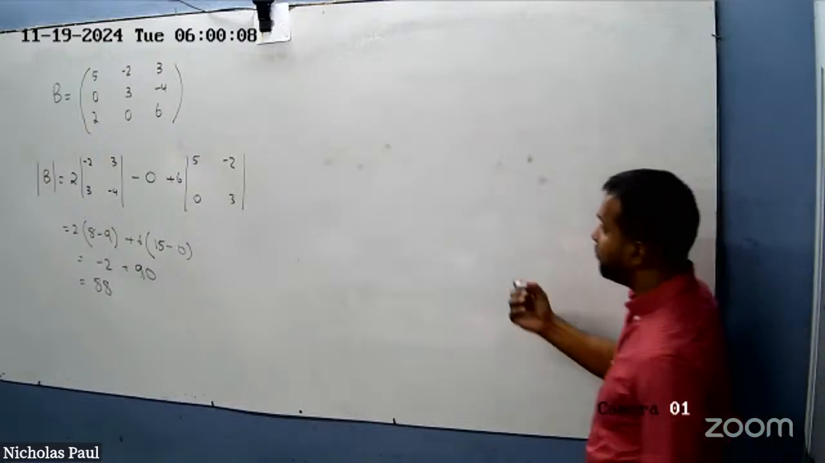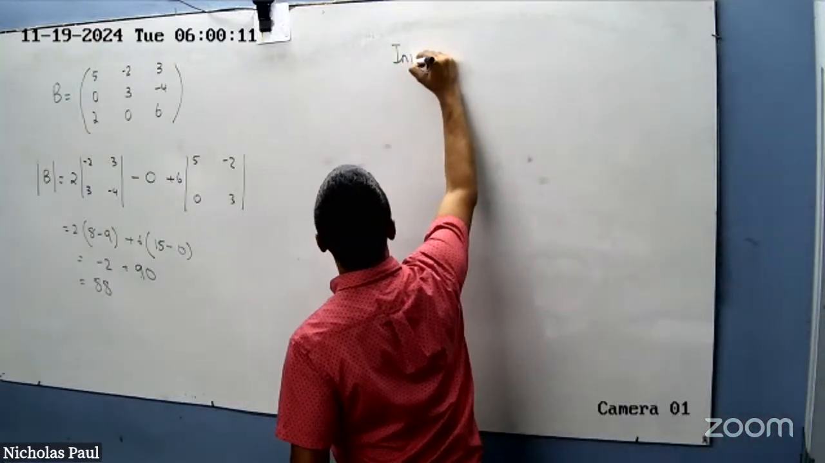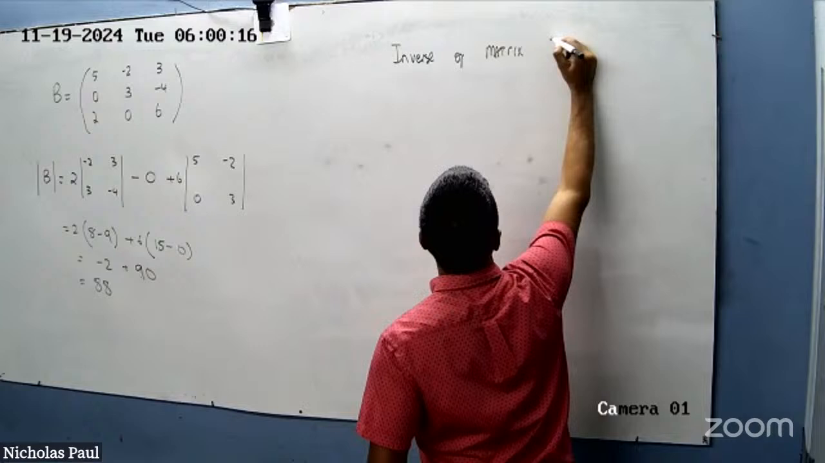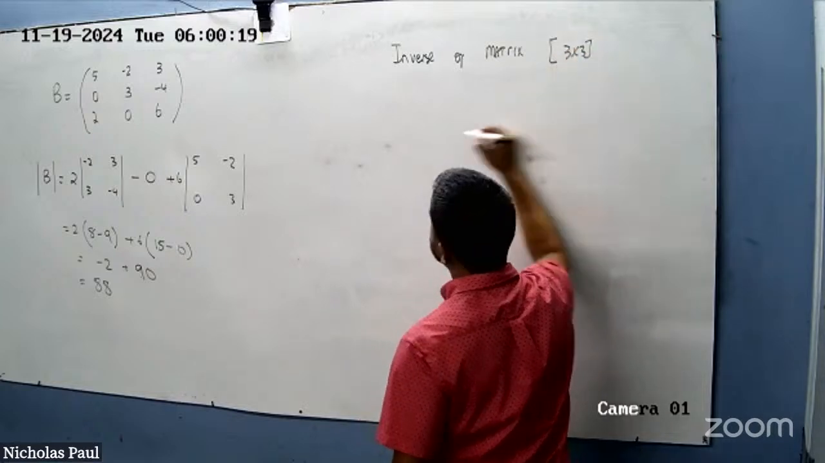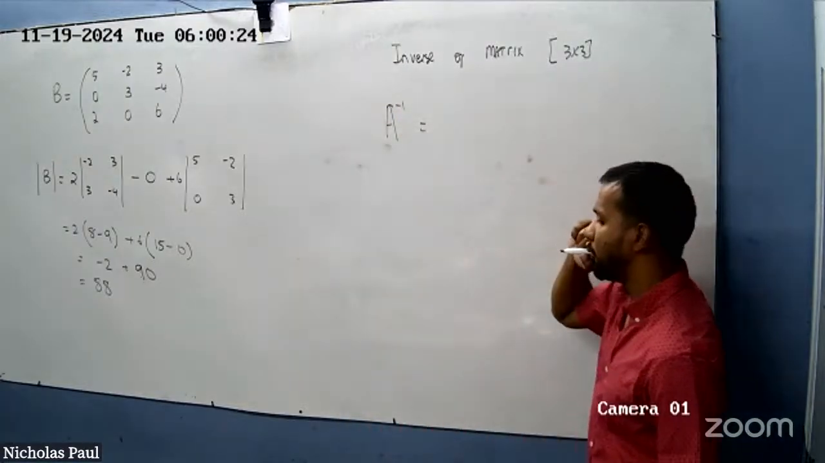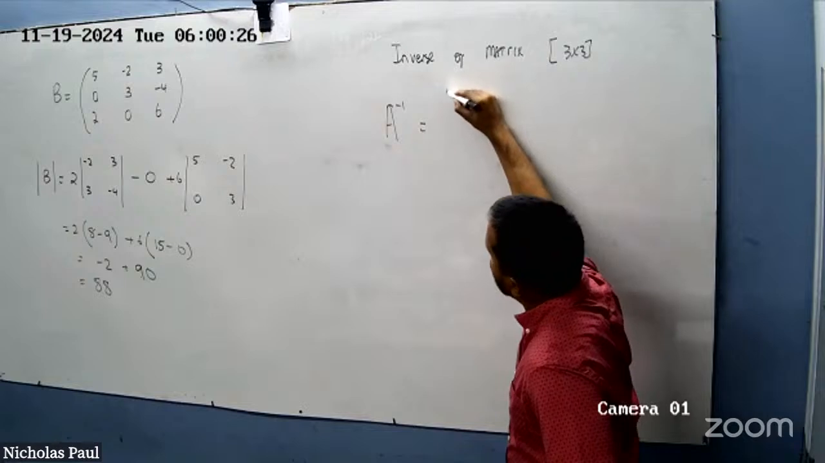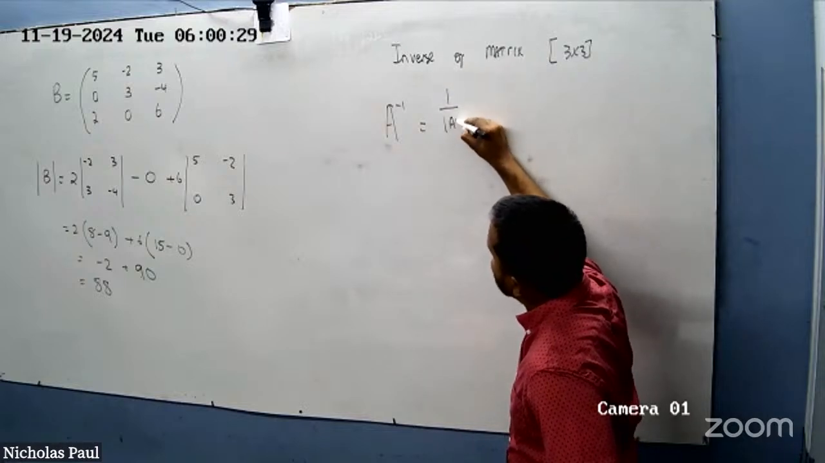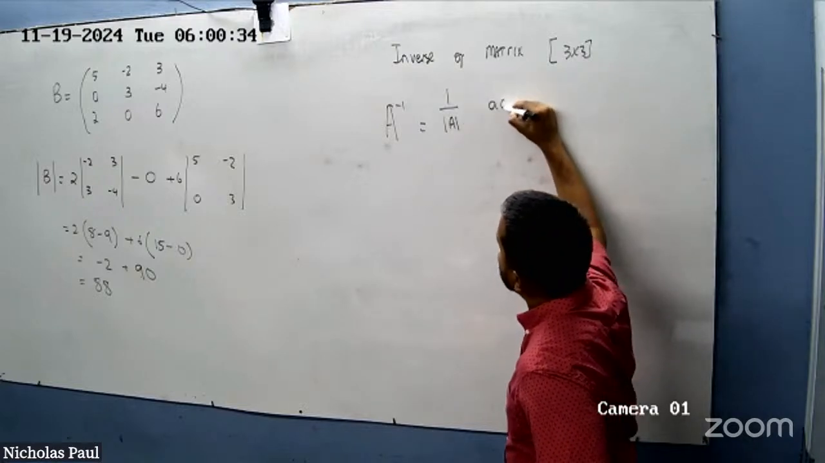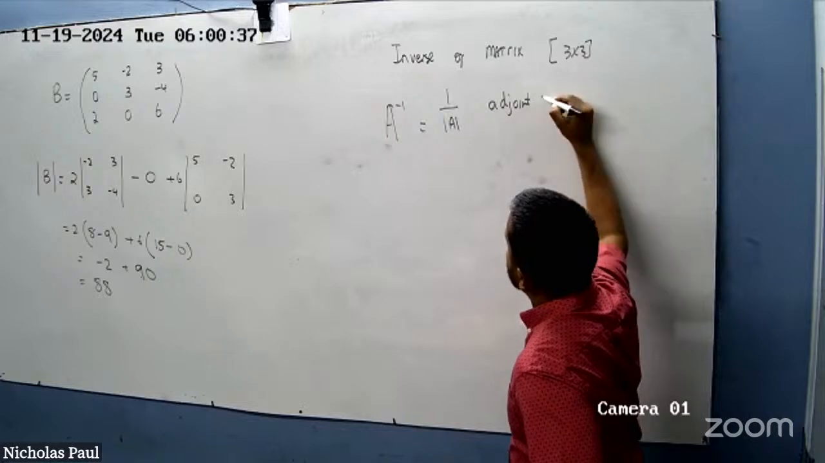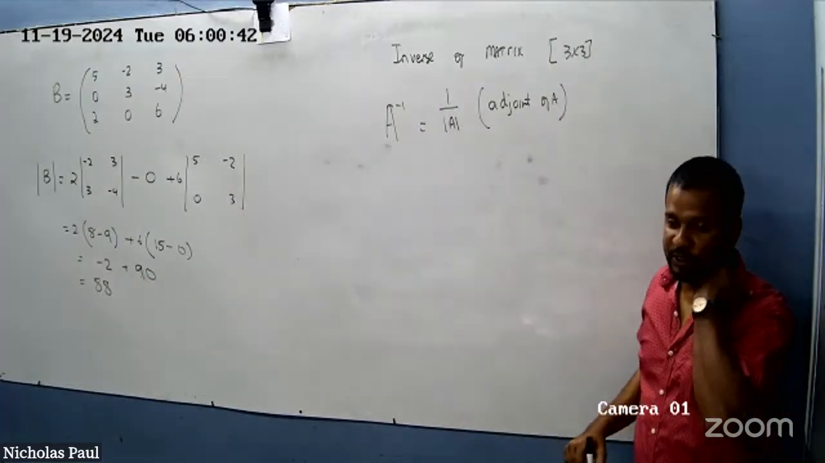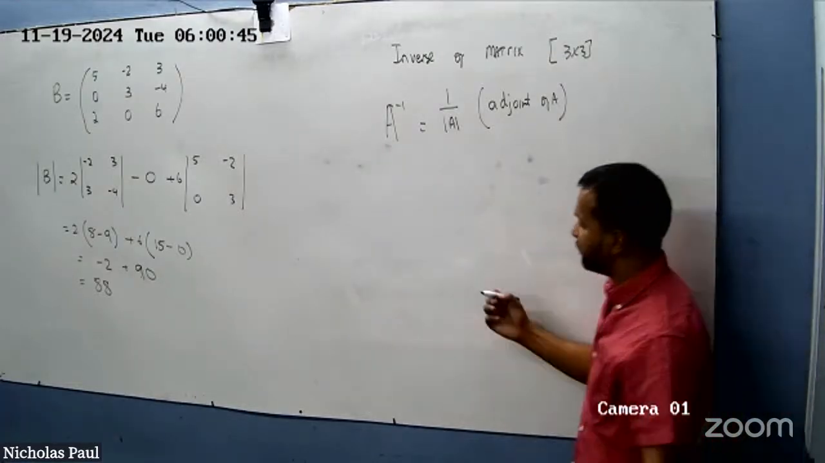Right, so let's see if we can find the inverse. To find the inverse of A, I showed you this already, a little while ago. The inverse is 1 over the determinant multiplied by something called the adjoint of A. But now we need to officially learn how to find the adjoint of A.